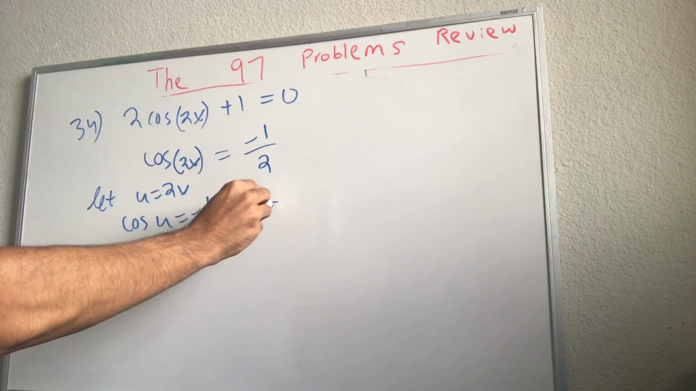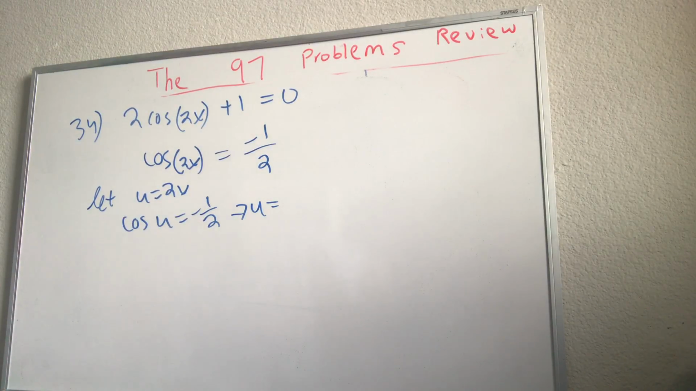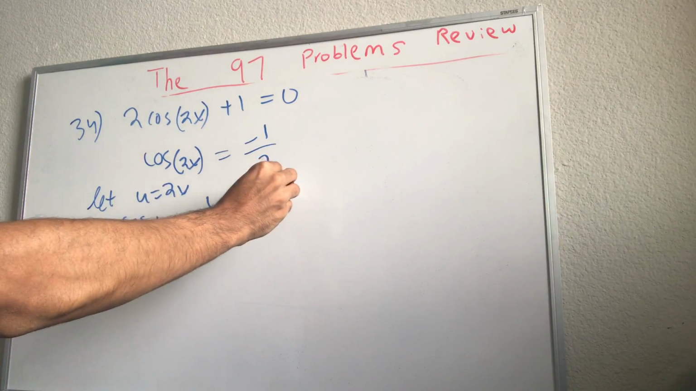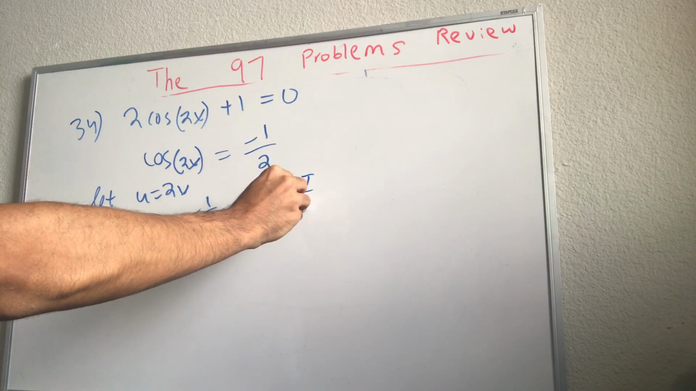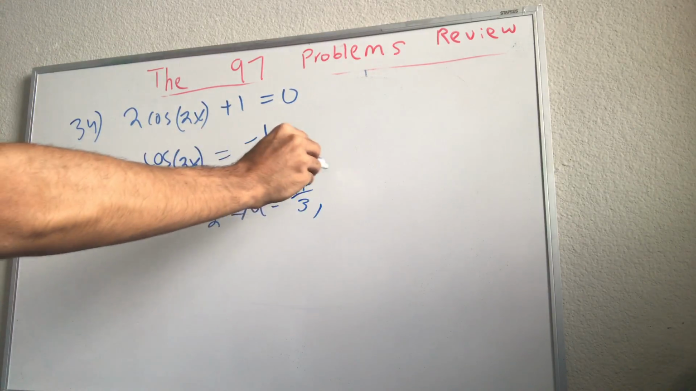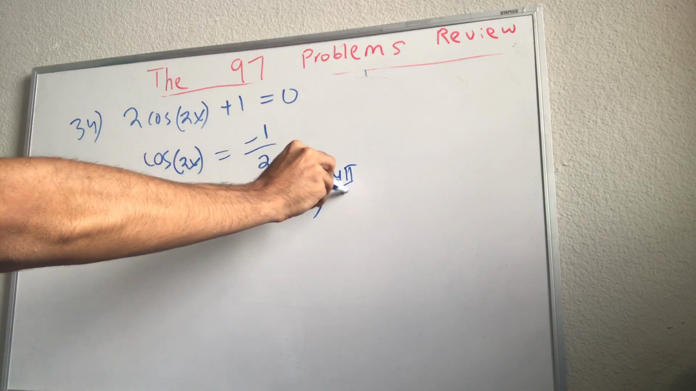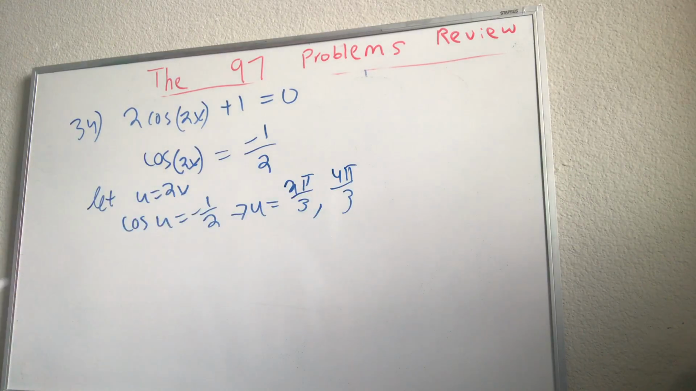So we know that u here, since we're looking for cosine of a negative value, is in quadrants 2 and 3. We know that cosine of pi over 3 is 1/2, so we're looking at 2 pi over 3 and 4 pi over 3, because one is in quadrant 2 and the other is in quadrant 3, with a reference angle of pi over 3. So these are two possible values for u.